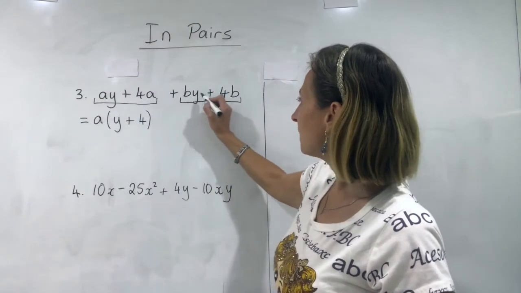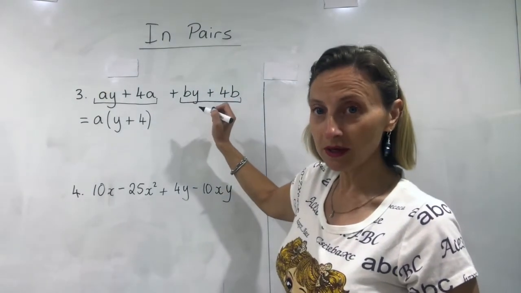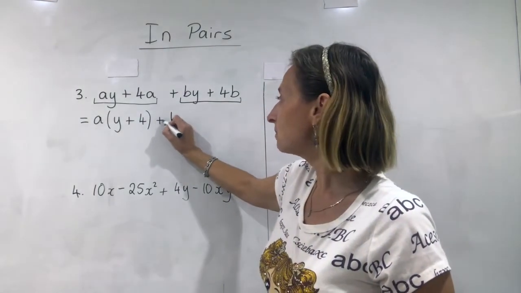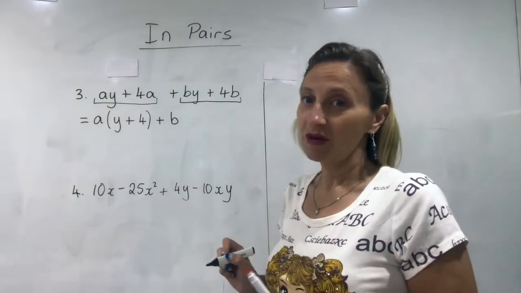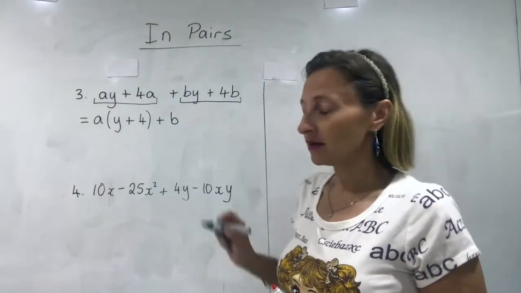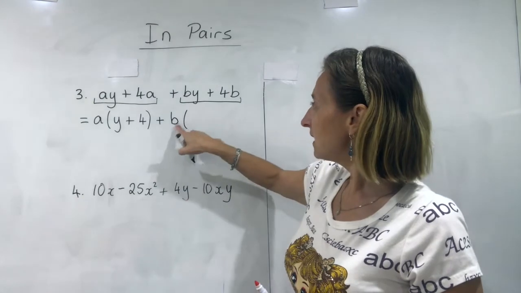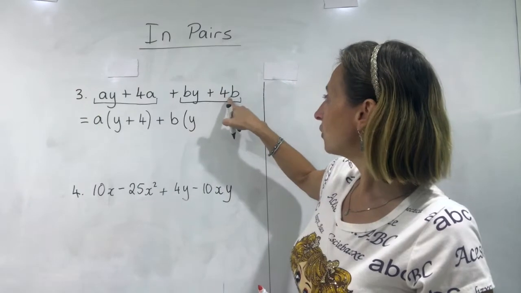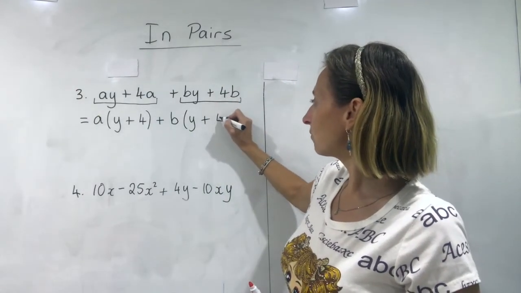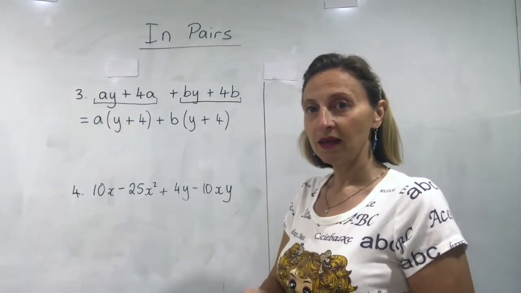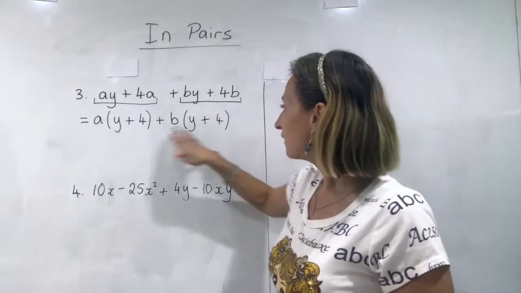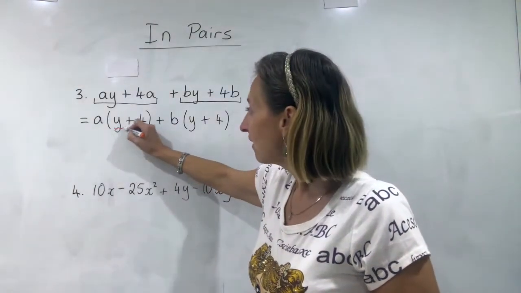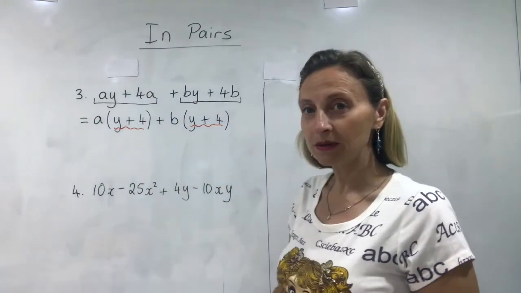I now have by and plus 4b. What's in common? There's a b in common. Be careful, it's not just b, you have to put a plus b. And of course, if I'm taking out a minus b, then it would be a little bit trickier. Plus b times y gives me plus by. And the second term, if I took out a plus b, I would be left with plus 4. Hopefully you realise that this line is now like the questions that we did previously, and I now have a y plus 4 in common.